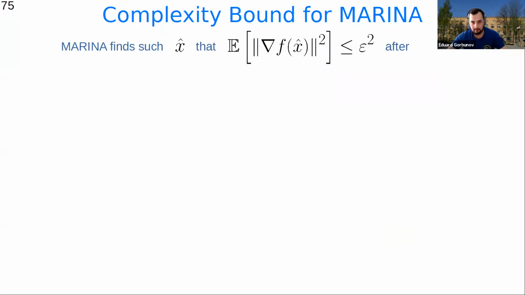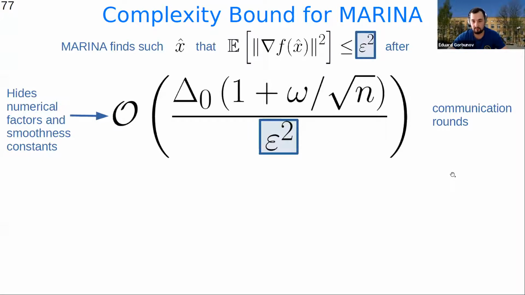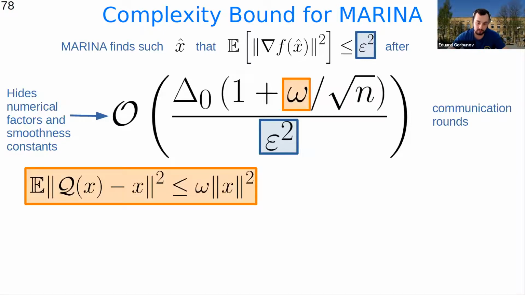Let me share what complexity bounds we proved for Marina. To find an epsilon stationary point, Marina needs this number of communication rounds, and the dependence on epsilon is epsilon to the power minus 1, which is optimal for gradient methods. Omega is defined here. Dependence on omega is just linear.